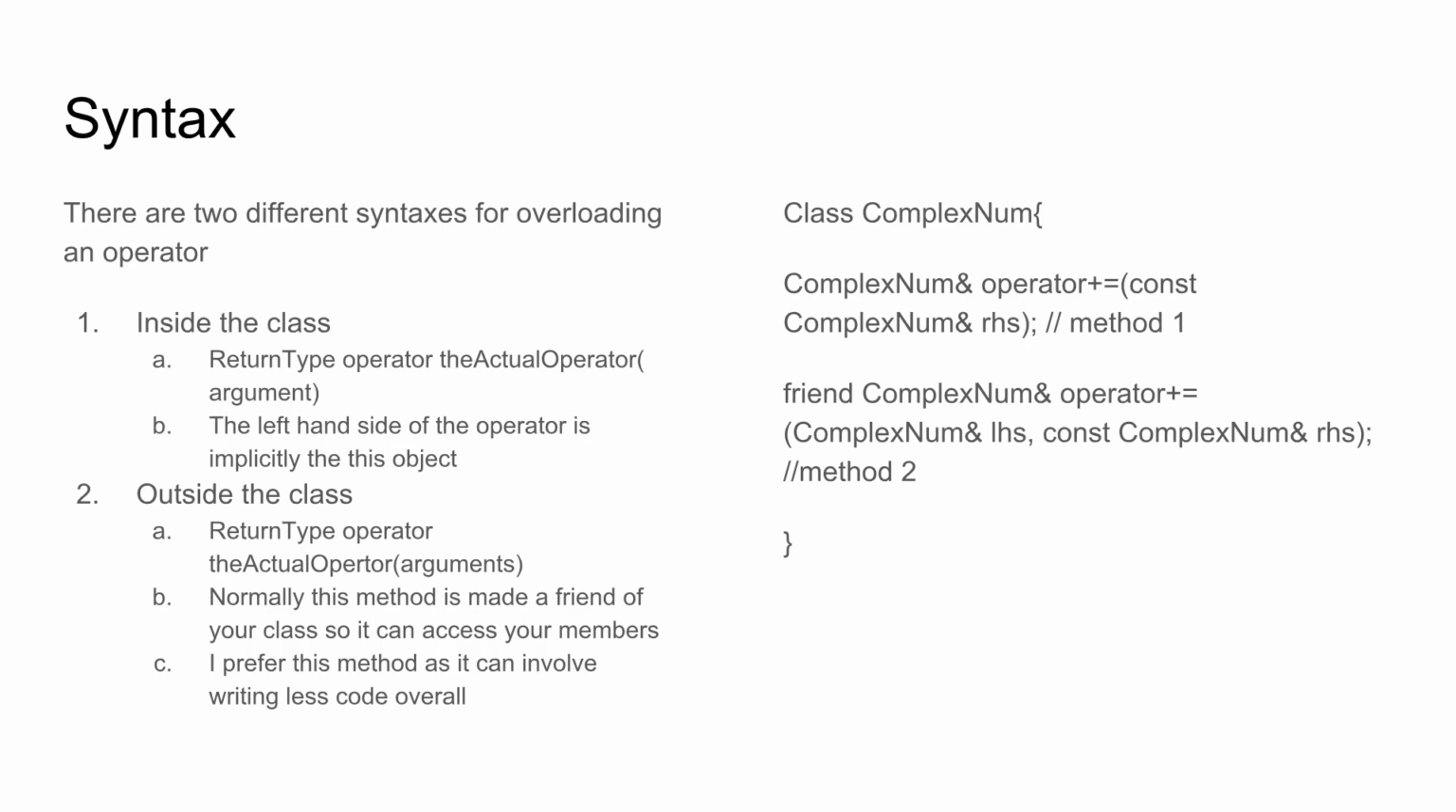Friendship is something that we still need to talk about later on, but the brief version is this. Normally, when you're outside the class, you can only access the public member methods and the public members of that class. If you declare somebody as being your friend, they have access to your private parts, right? So your friend is able to access every single one of your members, regardless of the protection level that you've declared. So if I say that this operator plus equals is my friend, it can access the private portions of complex num.